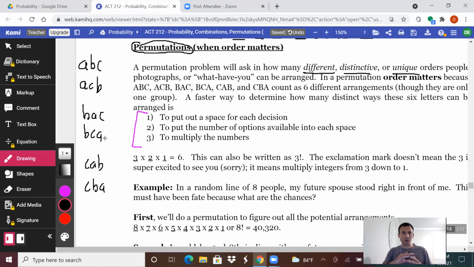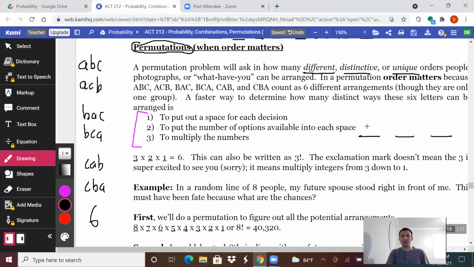A permutation is always going to be higher than a combination because a permutation cares about every unique way. The way you set up a permutation is really simple. So for this friend scenario where we got 6 possible outcomes, what you do is you always put out a space every time you have to make a decision. So we're putting out 3 spaces.